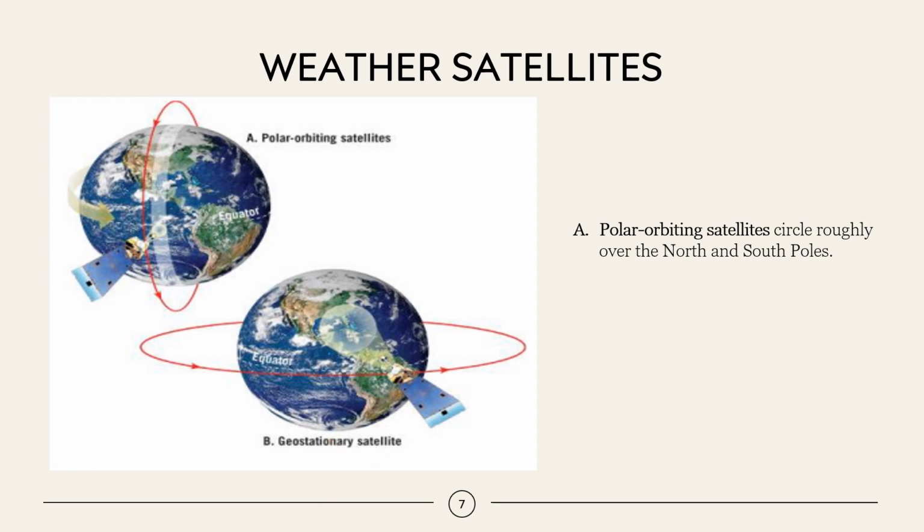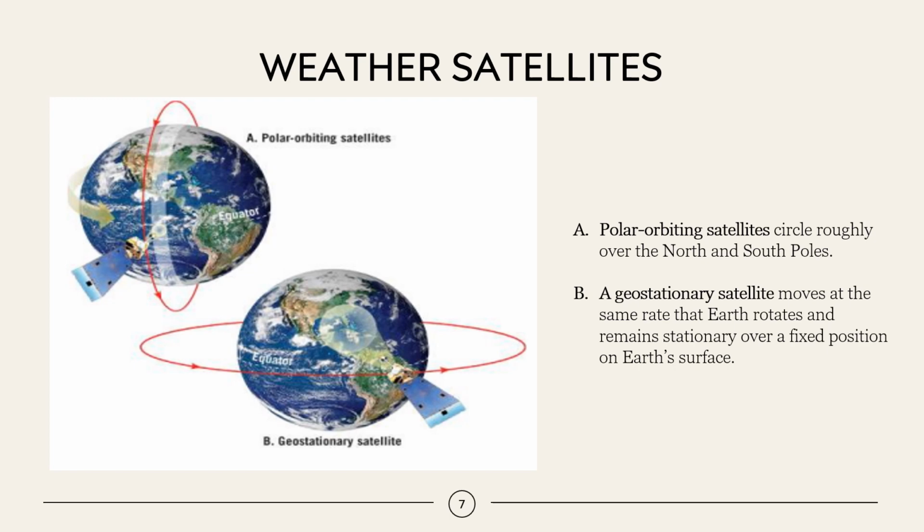As their name implies, a geostationary satellite moves at the same rate that Earth rotates and remains stationary over a fixed position on Earth's surface. So in the second figure, the geostationary satellite, in order to remain positioned over a given site, must orbit at a greater distance.